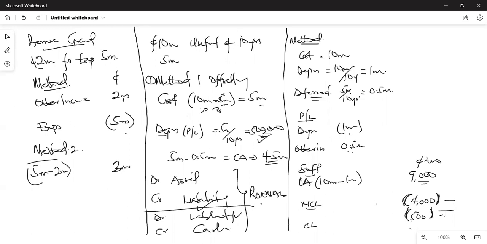Okay, so that is it for grant. Let's quickly go on to the last standard under tangible non-current assets and end the class for this side.